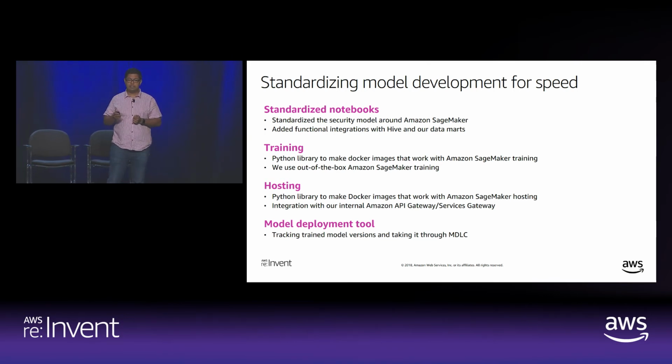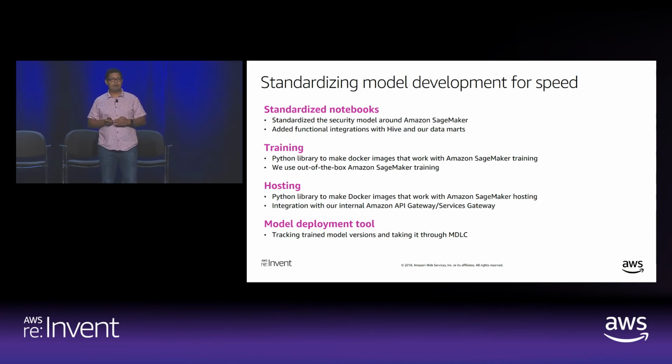And then integration with our internal API gateway and services gateway. By default, when you have a SageMaker hosting instance that comes up, it's actually authenticated and authorized through IAM. Not all of our customers can rely on AWS IAM rules, so we have our own services mesh that handles a lot of this authentication and authorization.